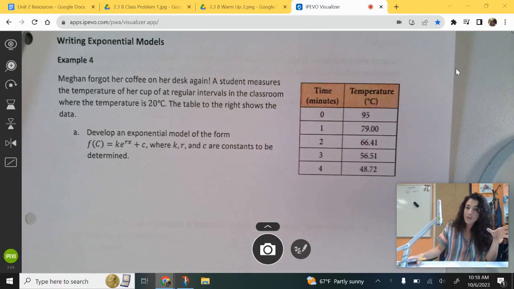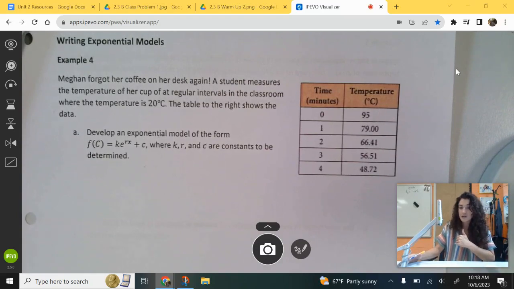We started out with interpreting exponential models. We started out by looking at the equation and being able to understand what we're looking at when we see an exponential model. And now we're going to transition into how do we create an exponential model.